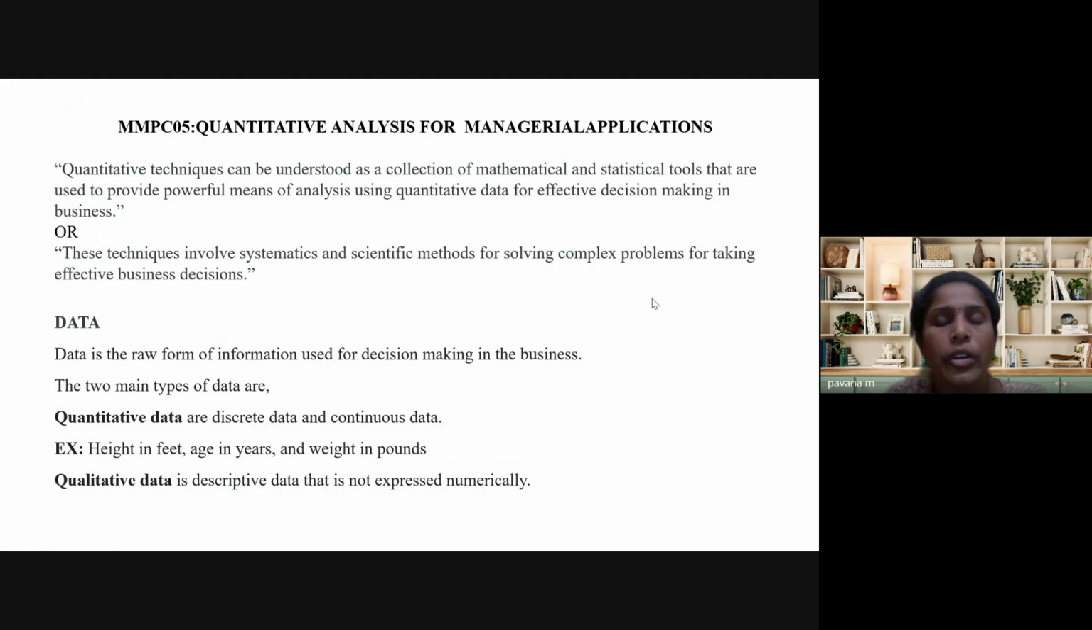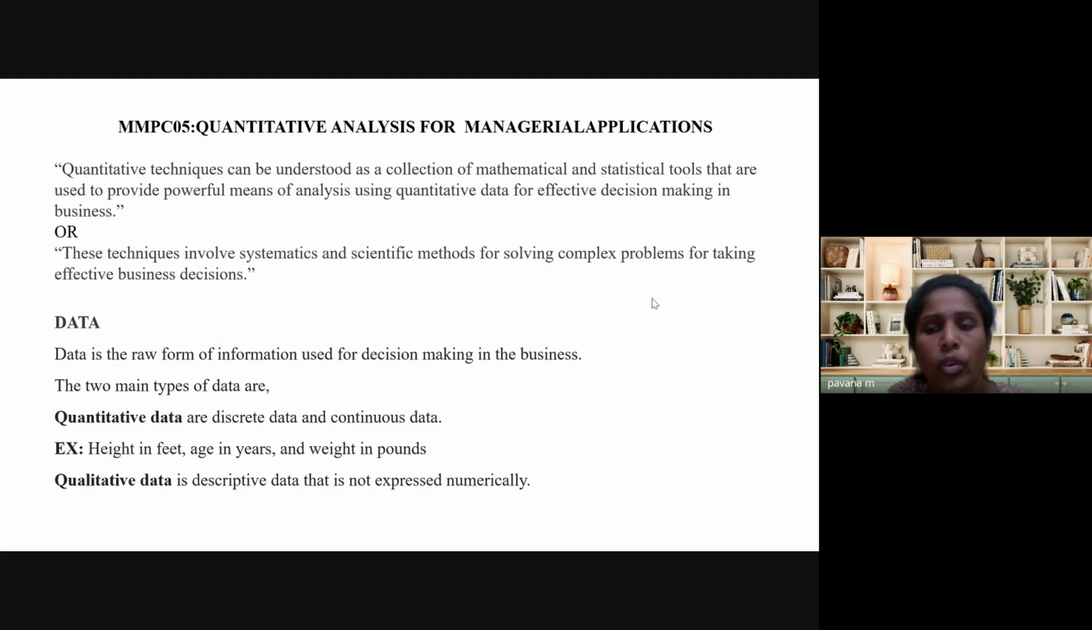So what is quantitative analysis and why do we have to use these particular techniques in a business? Actually, quantitative analysis or quantitative techniques are a combination of mathematics and statistical tools. We are combining both, that means mathematical procedures as well as statistical tools, for analyzing the quantitative data obtained from the business operations, so that we can take effective decisions in that particular business.